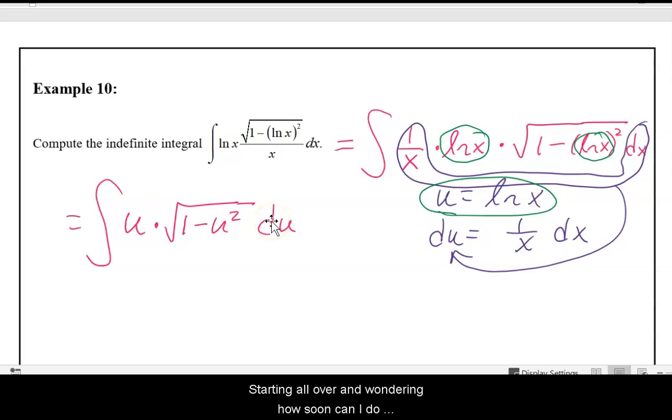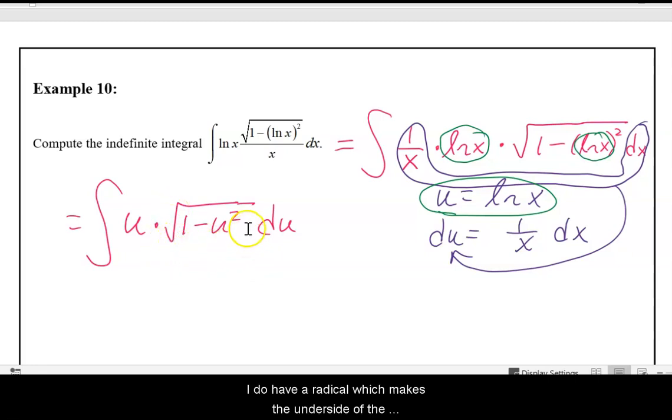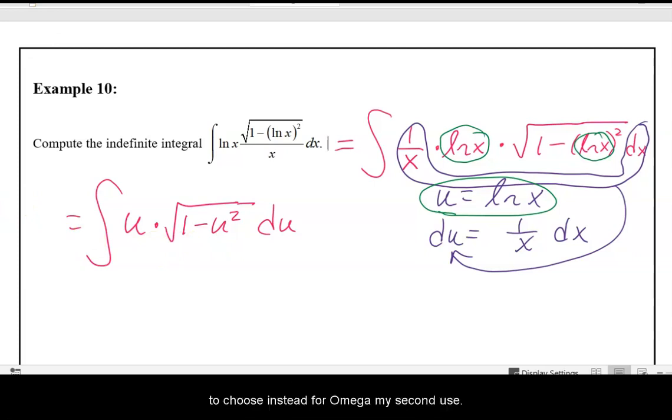I'm starting all over. I'm wondering, can I do a u substitution? And the answer is, yeah, I think I can. Where's a good place to find u? I don't have a denominator, and I don't have an argument to a trig function or natural log, but I do have a radical, which makes the underside of the radical a good place to find u. In this case, I'm going to rewrite it now, and I'm going to choose instead for omega, my second u substitution, to be 1 minus u squared.